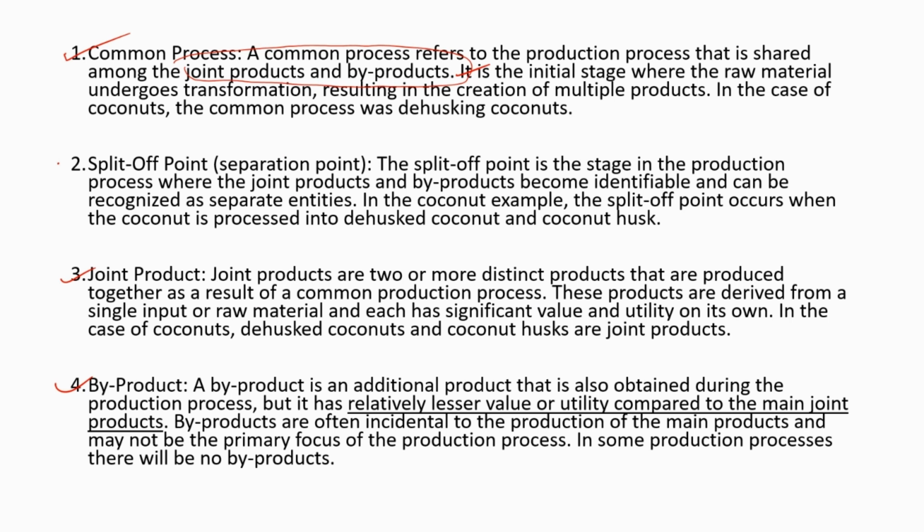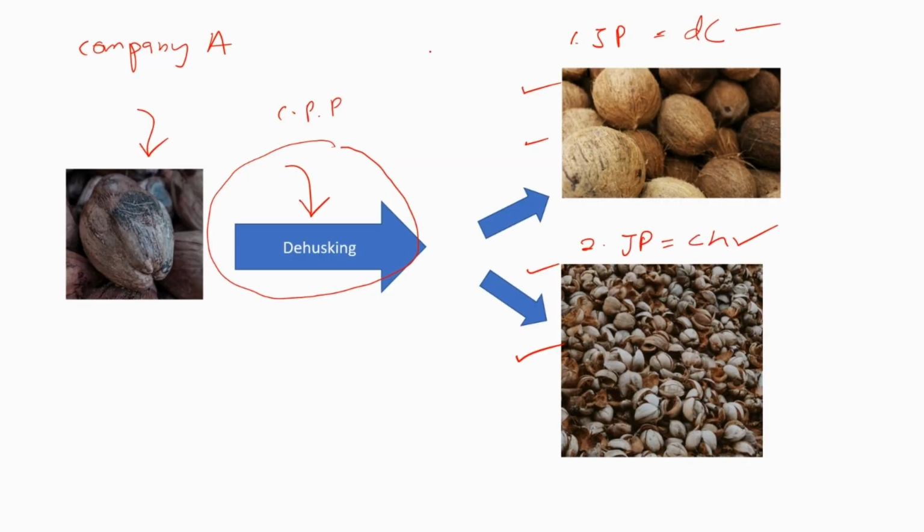Now let's discuss the second term, split off point. This is also known as the separation point. The split off point is the stage in the production process where the joint products and byproducts become identifiable and can be recognized as separate entities. In the coconut example, the split off point occurs when the coconut is processed into dehusked coconut and coconut husk. Let's go back. So this is the split off point of this production process. This split off point comes after the common production process. At this split off point, we can easily identify the products that will be produced using the common production process. In this case, dehusked coconuts and coconut husks.